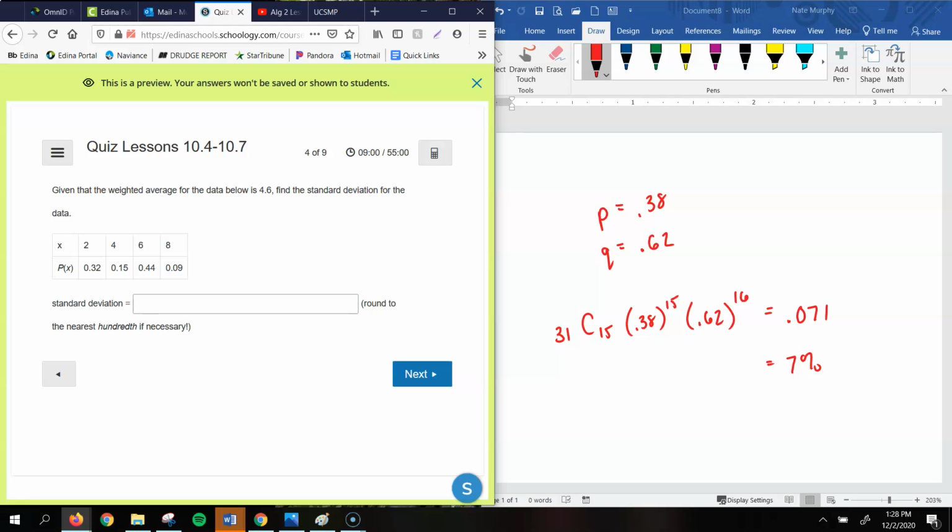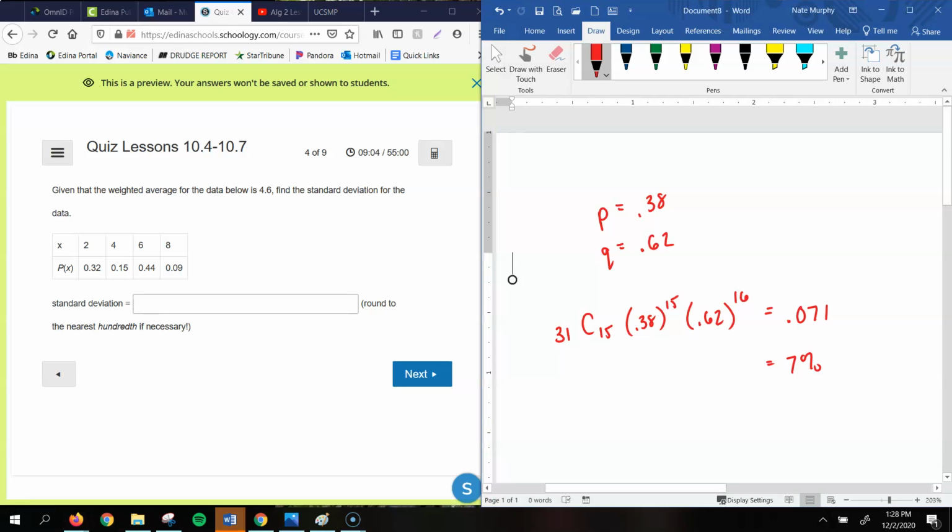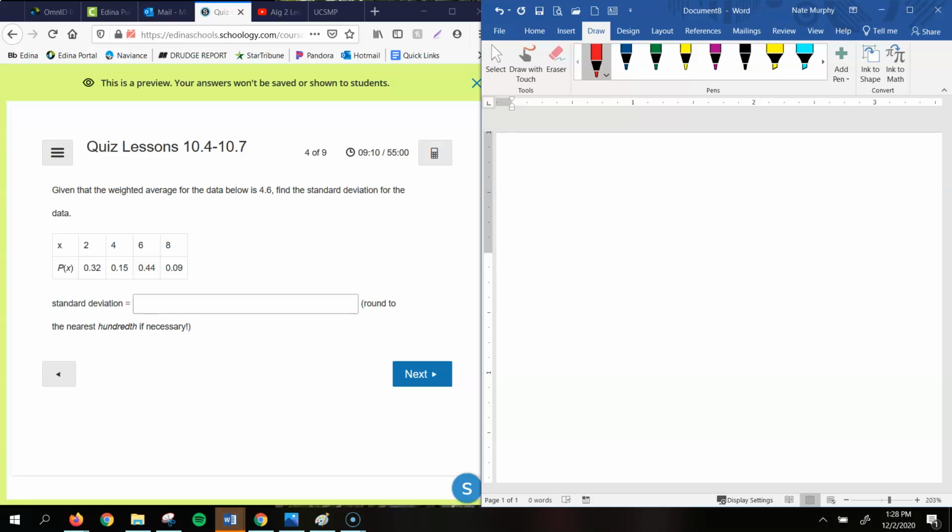All right, so this one they gave us the weighted average, which is 4.6. What we're going to have to do is find the standard deviation. Remember, to find the standard deviation, the first step is to find the variance. To find the variance, we're going to square each of our x values. So I'm going to have 2 squared and multiply that times its probability, 0.3. Then we would have 4 squared, and we multiply that times its probability of 0.14, and so on.